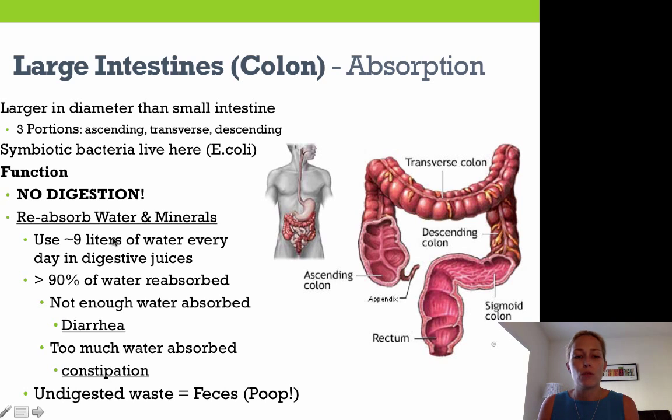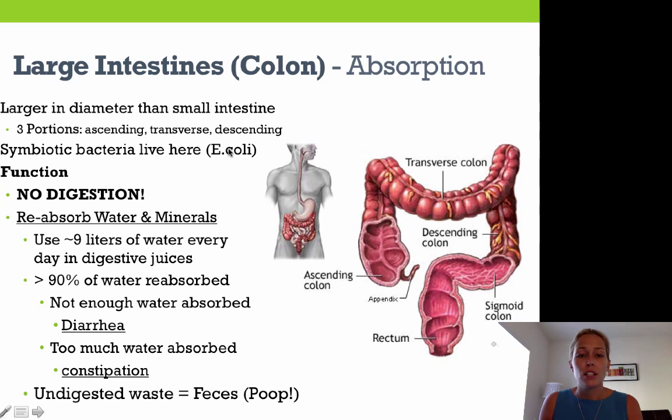It can absorb up to 9 liters of water every day from digestive juices and just the undigested material. If not enough water is absorbed by the colon, you end up with diarrhea. If too much water is absorbed by the colon, you end up with constipation. After all that water has been absorbed, any undigested stuff is your feces, or your poop.